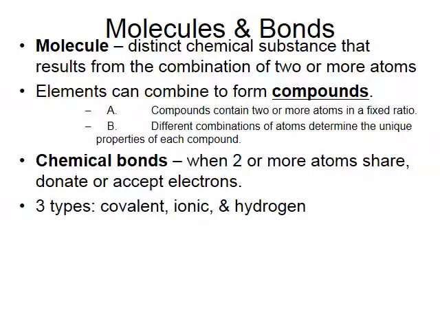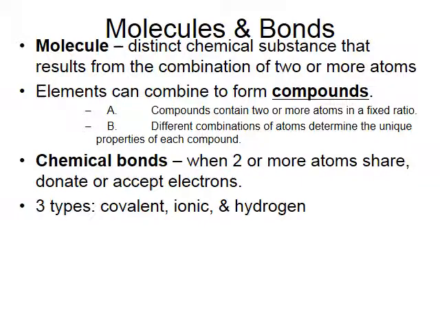Okay. A molecule is a distinct chemical substance that results from the combination of two or more atoms. So they can be the same atom for a molecule. It can be hydrogen to hydrogen, oxygen to oxygen. Elements can combine to form compounds. A compound is two or more atoms in a fixed ratio. And the different combinations of atoms determine the unique property of each compound.